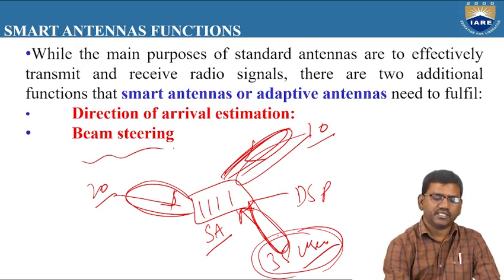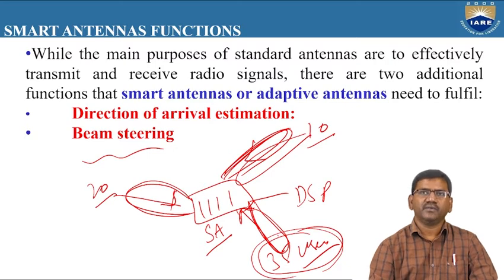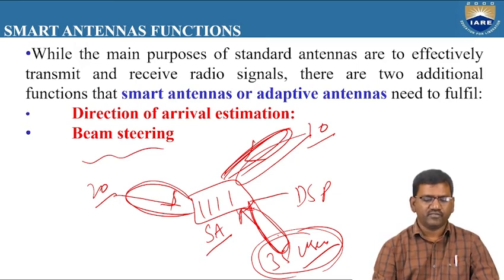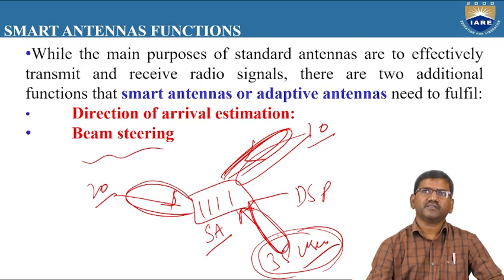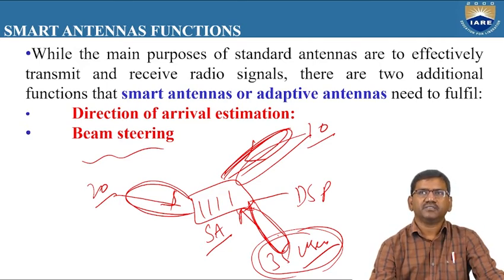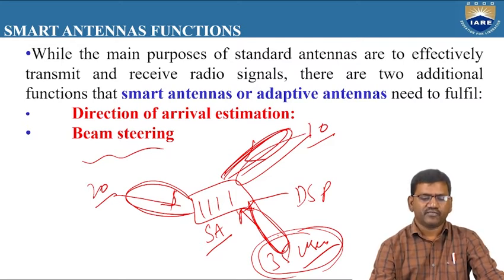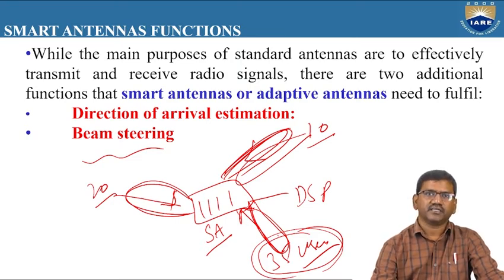So this is known as beam steering. We have the available beam, and that beam is steered and divided into three different directions. This is the meaning of beam steering. The main purpose of smart antennas is to effectively transmit and receive signals. There are two functions performed by the DSP: one is direction of arrival estimation, the other is beam steering.